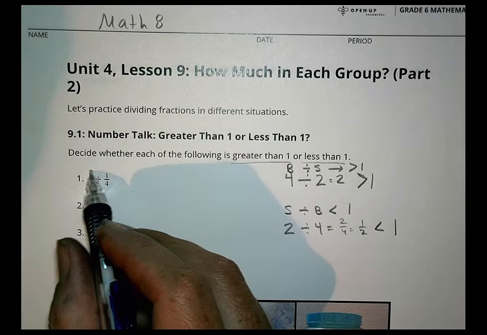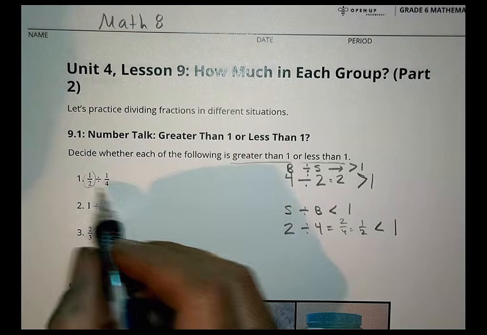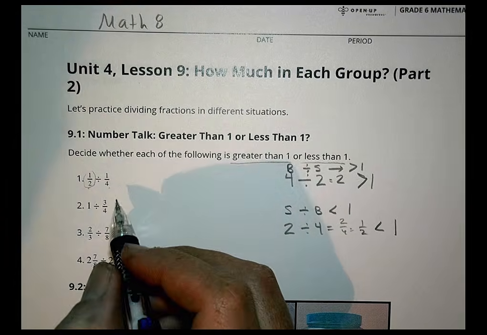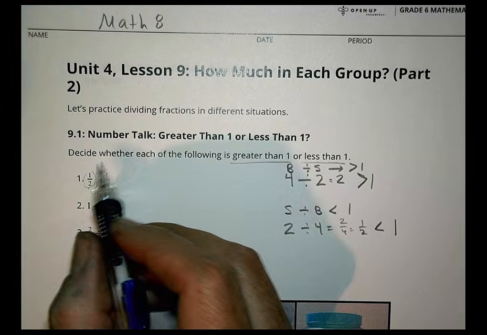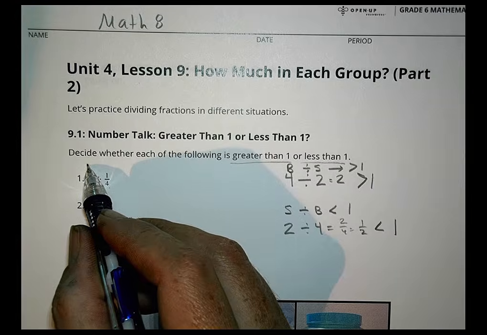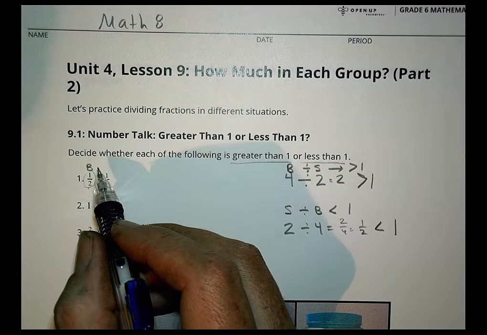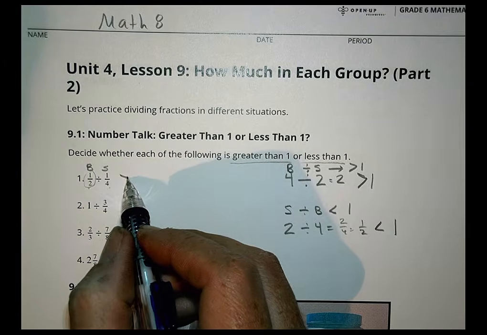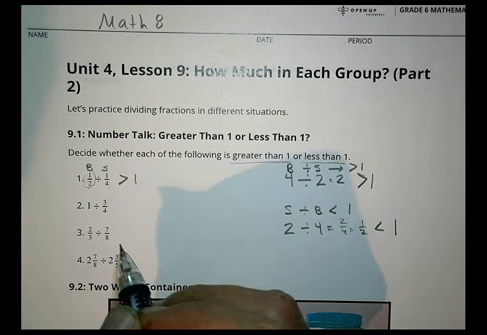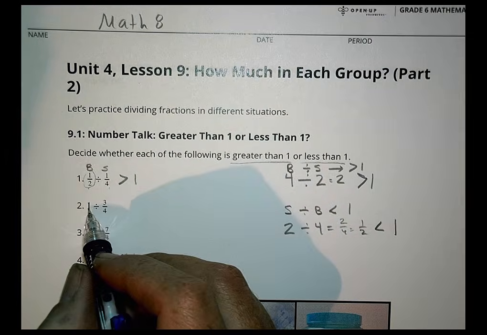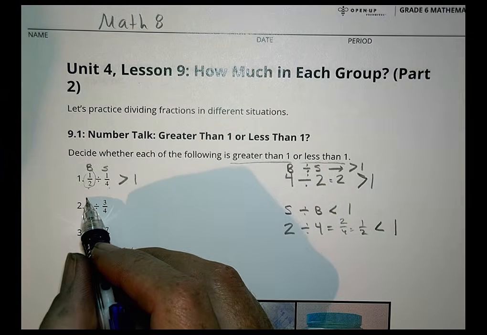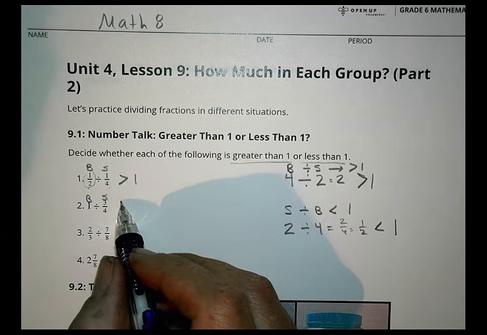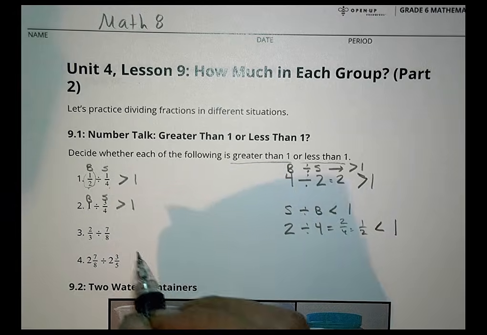Here we have a half divided by a fourth. Which one of these is larger? Would you rather have half of a dollar or a fourth of a dollar? 50 cents or a quarter? In this case, this is a big number divided by a small number, in which case we're going to get something that is greater than 1. In this one, we have 1 divided by 3/4. This is the big number divided by a small number, so that ends up being greater than 1.